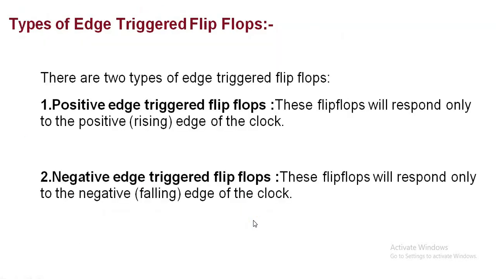Now types of edge triggering. There are two types of edge triggering, positive edge triggering and negative edge triggering. So positive edge triggering means the flip-flop will respond only to the positive edge of the clock signal. Second type is negative edge triggering flip-flop. In negative edge triggering, these flip-flops will respond only to the negative edge of clock signal.